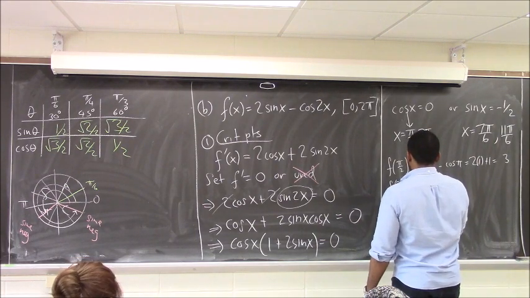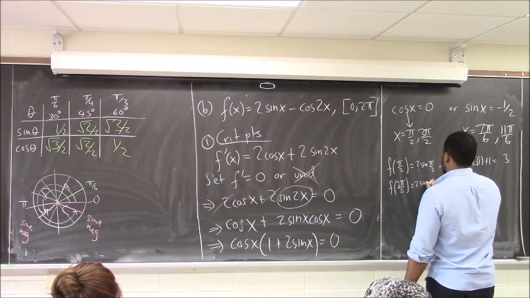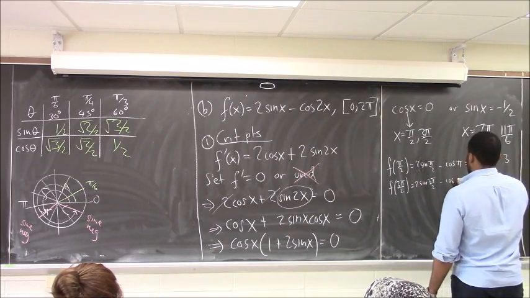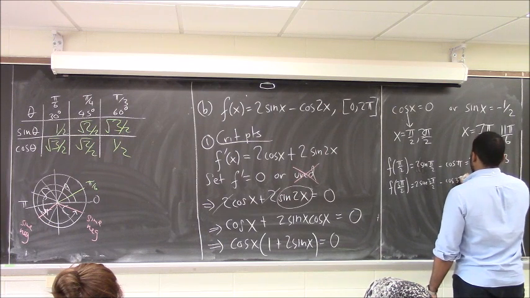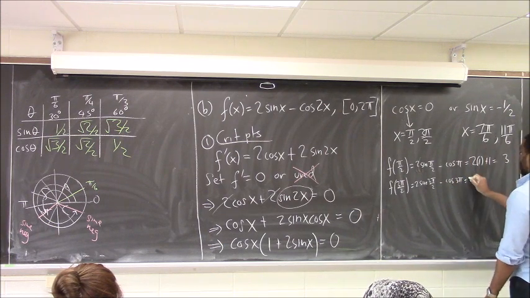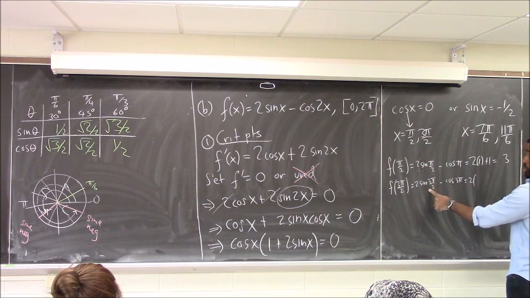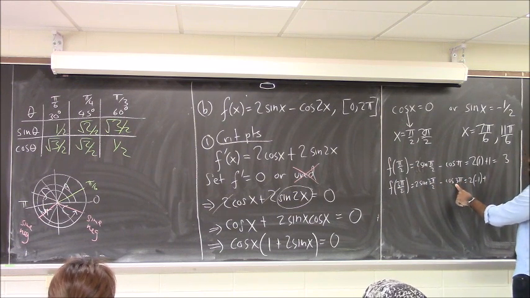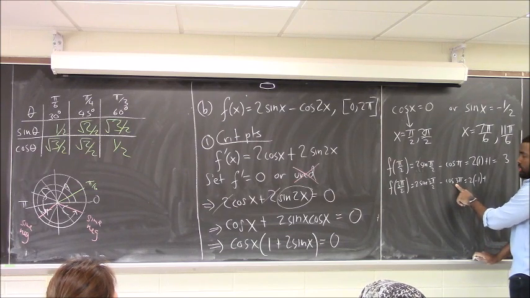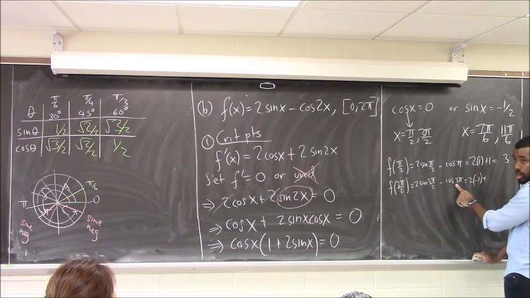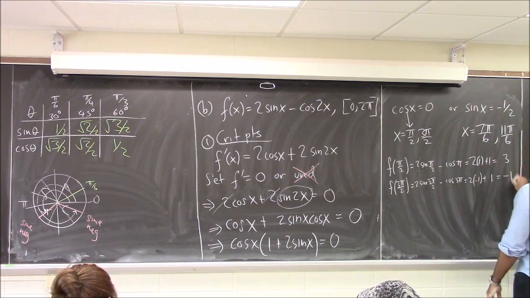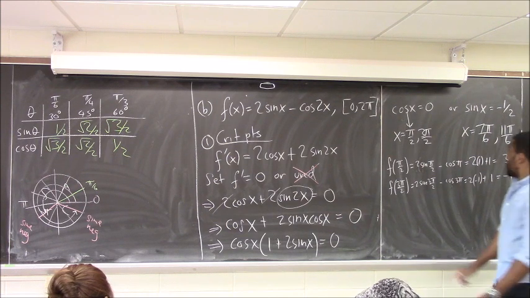And 3 pi over 2, so you have 2 sine of 3 pi over 2 minus cosine of 3 pi. Sine of 3 pi over 2 is minus 1. Cosine of 3 pi, you should know that cosine hits positive 1 at all even multiples of pi. It hits negative 1 at all odd multiples of pi. So that becomes plus 1. So that one is minus 1.